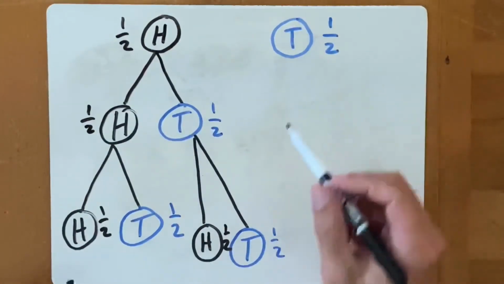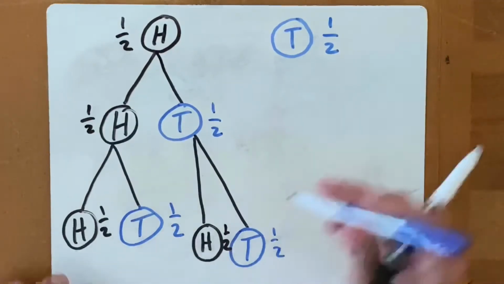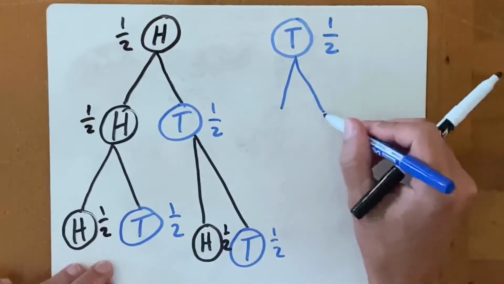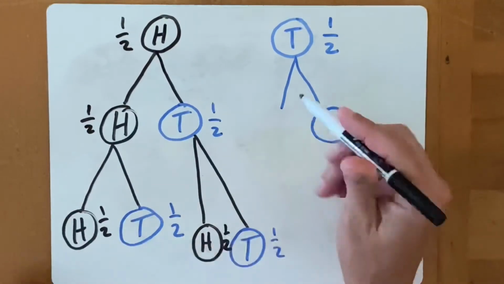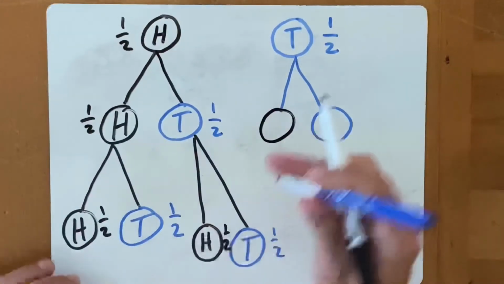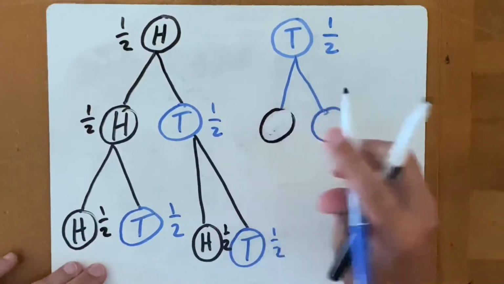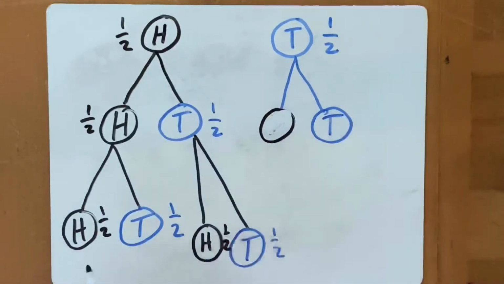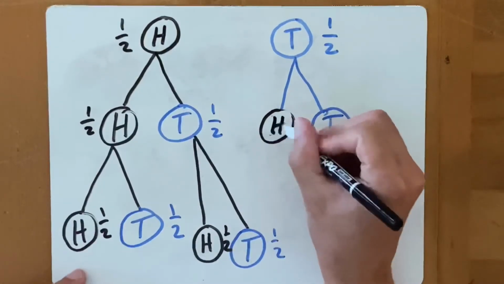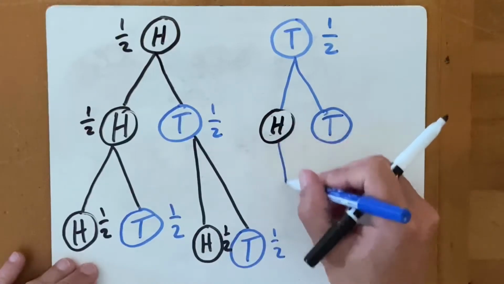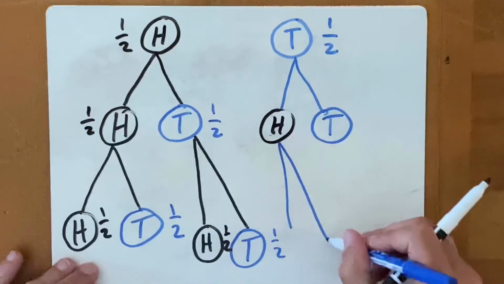Okay, and so we can do the same thing with our tails. If it comes up tails first, again, we've got two options, heads or tails. Oops, wrong color. And we can continue to do that as well. I'll bring it down here so it's all together.